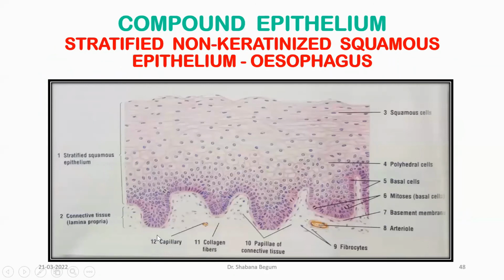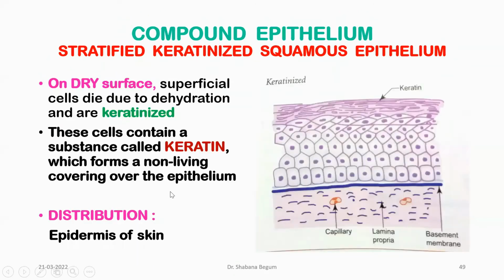The next variety is the stratified keratinized squamous epithelium. The most important example of this type of epithelium is the epidermis of the skin. Here the superficial surface is dry. So these cells contain a substance known as keratin. It is non-living and it forms a sort of covering over the epithelium.